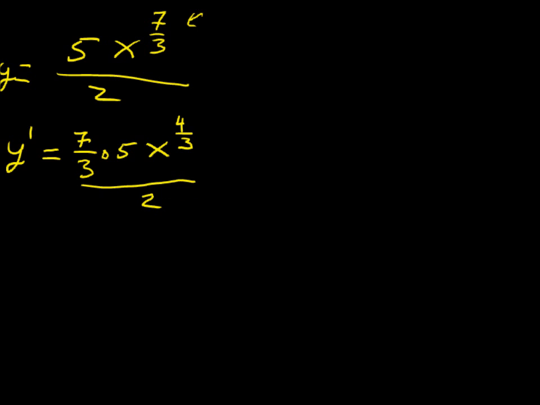Okay, now that can be cleaned up. And it gets cleaned up like this. We'll end up with, I'll take it all in one big step, and then I'll explain what I did if you didn't follow it. Okay, the 7 times the 5 gives the 35. The 3 can jump down here and play around with a 2 there. So we'll end up with 35x to the power of 4/3 divided by 6.